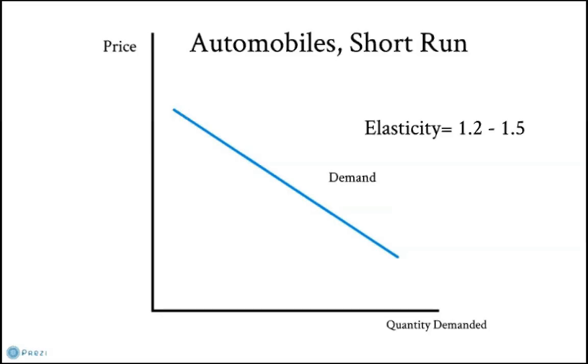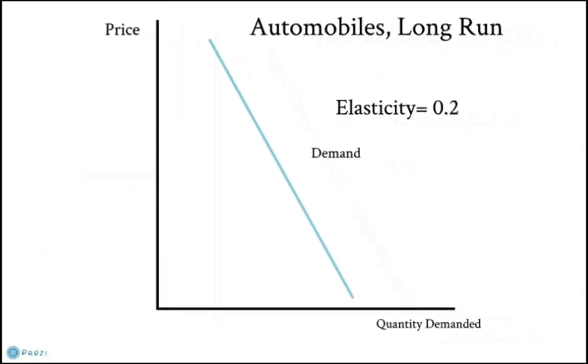This is a broader category with fewer substitutes as opposed to just a specific brand. Automobiles can still be substituted, though, with things like public transportation, carpooling, or biking, but automobiles in the long run are inelastic. This is because you are more dependent on this specific mode of transportation, which cannot be easily substituted over a long period of time.